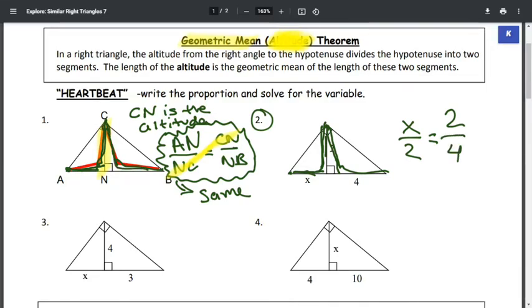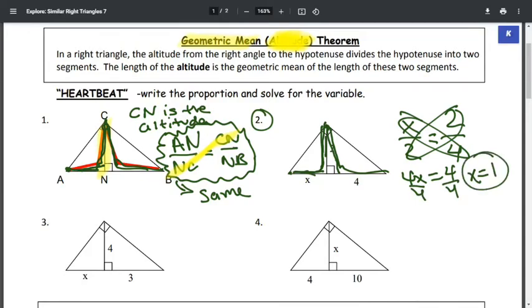So that's really the difficult part of this, getting it set up into a proportion. Once I do that, I cross multiply and divide. So when I do that, I'm going to get 4x, and that's going to equal 4. Of course, divide by 4, so I'm going to get x equals 1. So 1 is going to be my final answer here.